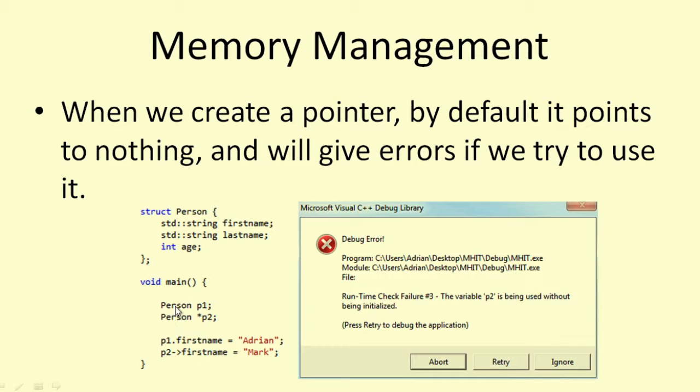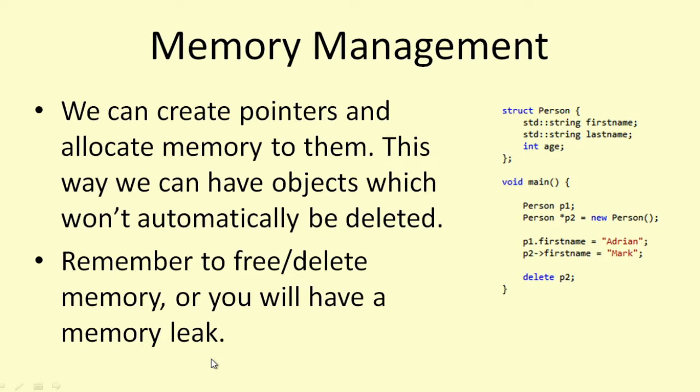So here, we create a person P1, and when we do this, it allocates a piece of memory and gives it to us. Here it basically just creates a pointer, and the pointer is not actually pointing to anything. It's just a little piece of data which has an address in memory, who knows where it's pointing. But when we try and dereference it, so we try and find out what it's pointing at, it's obviously not a person, and we get this error here, runtime check failure 3. The variable P2, so this one here, is being used without being initialized. So we have a pointer, but it's not initialized, doesn't point to anything.